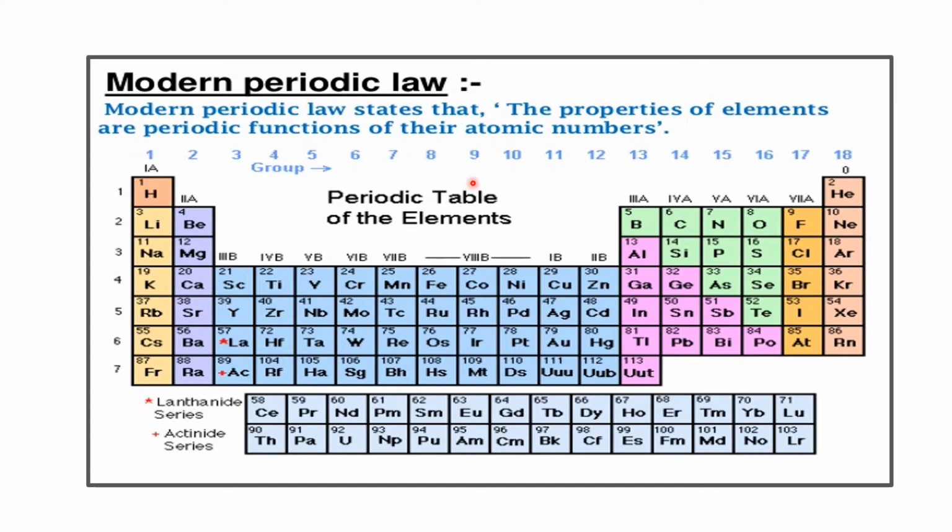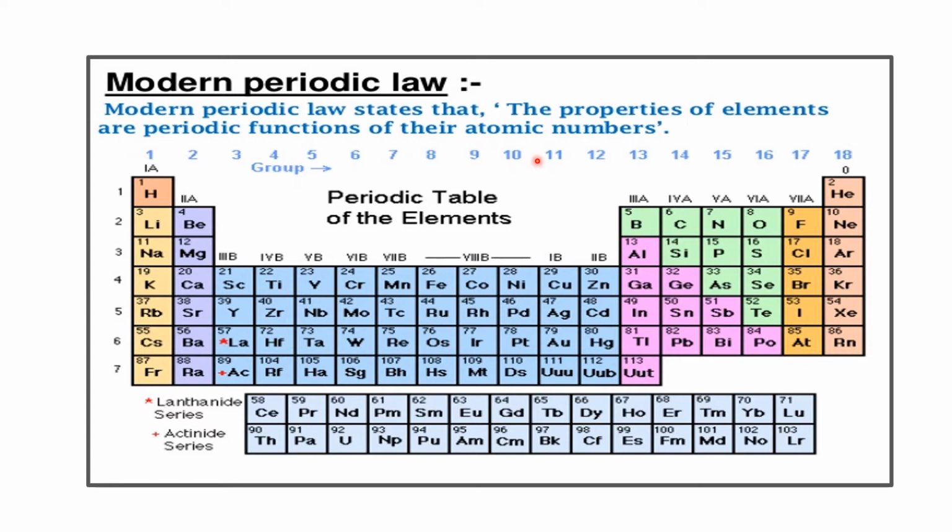As per this table, the modern periodic law states that the properties of the elements are the periodic functions of their atomic numbers. So, basing on the atomic number, this modern periodic law and the modern periodic table is framed. So, here the modern periodic law states that properties of the elements are the periodic functions of their atomic numbers.